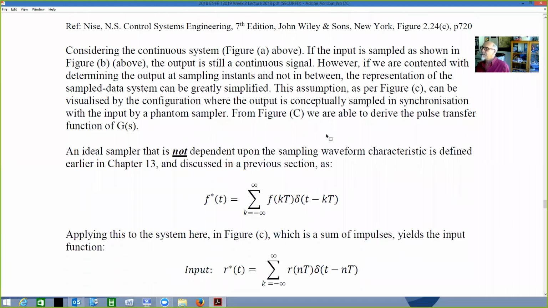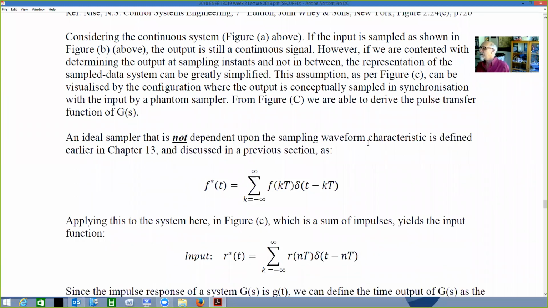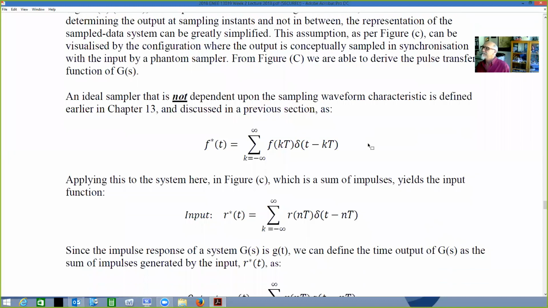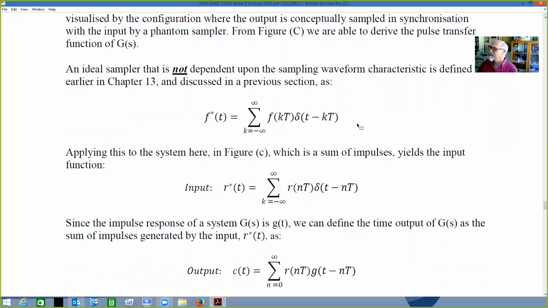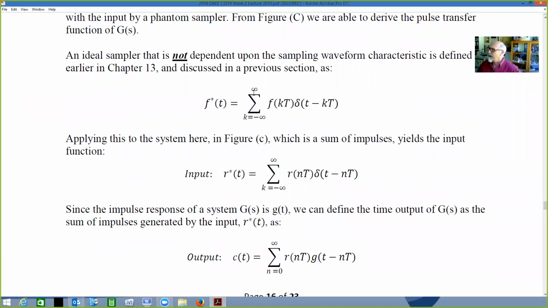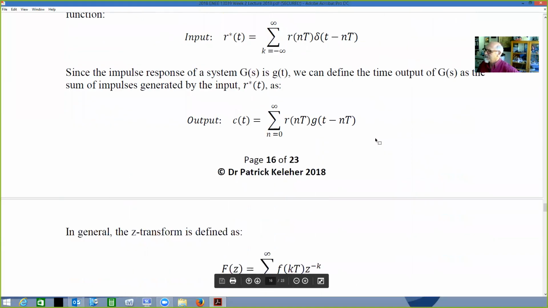Now, an ideal sampler is not dependent upon the sampling waveform characteristics. So again, this is the highly mathematical part, but just bear with it and follow it through. So you end up being able to define these types of expressions to ultimately get you to a transfer function. The transfer function, remember, is the output over the input. So you're able to define these types of output and input functions.